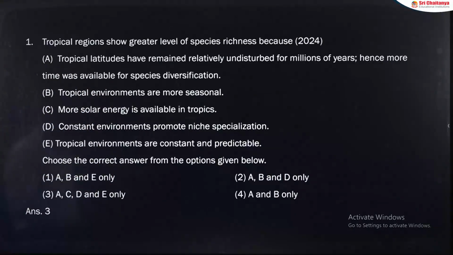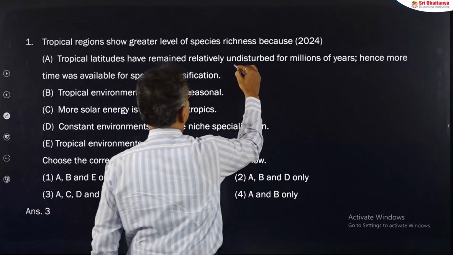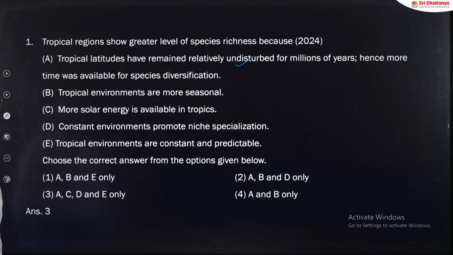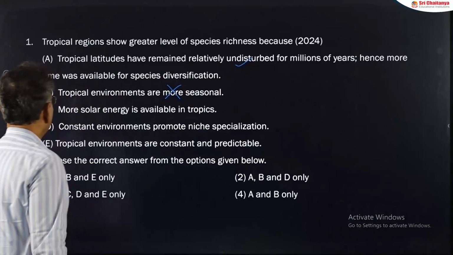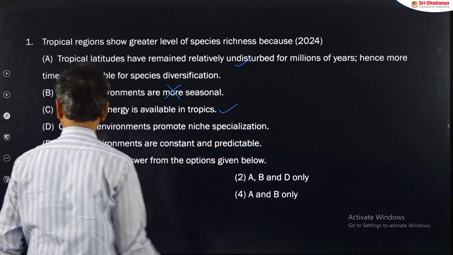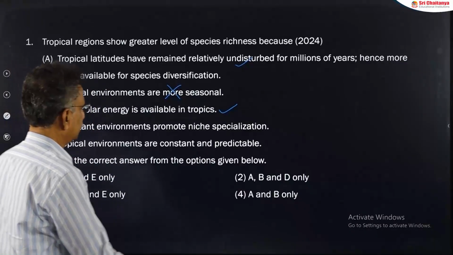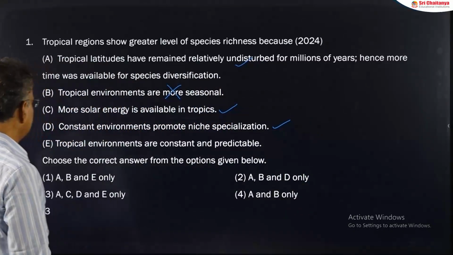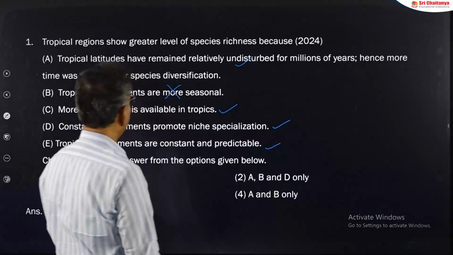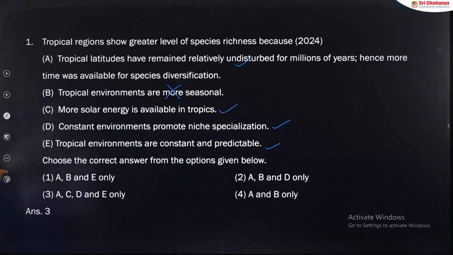Next, in 2024: tropical regions show the greatest level of species richness because, try to recall the reasons I gave earlier for more species in the tropics. One: latitudes have remained relatively undisturbed, this is a correct statement. Tropical environments are more seasonal, that cannot be right because it is wrong, they are less seasonal. More solar energy available in the tropics, this is correct. Constant environments promote niche specialization, correct. Tropical environments are constant and predictable, also correct. So elimination of B is required, and automatically this is the only option with no B. Next question.